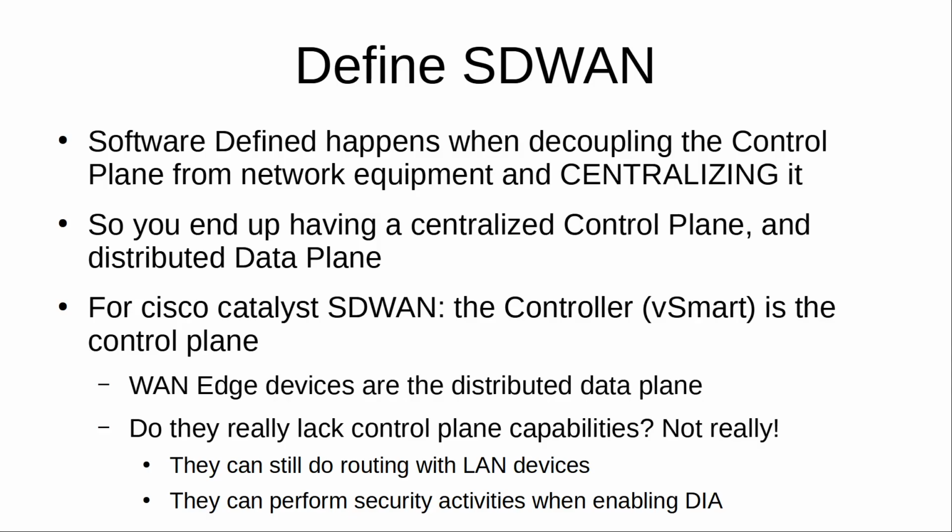Also, if you think about it more in depth, you can realize that the WAN edges actually still have some control plane capabilities, because remember that they can still establish BGP adjacencies or OSPF adjacencies with other routers in the local area network. But for the exam, remember that software-defined wide area network happens when you decouple the control plane from your network devices and you centralize it.